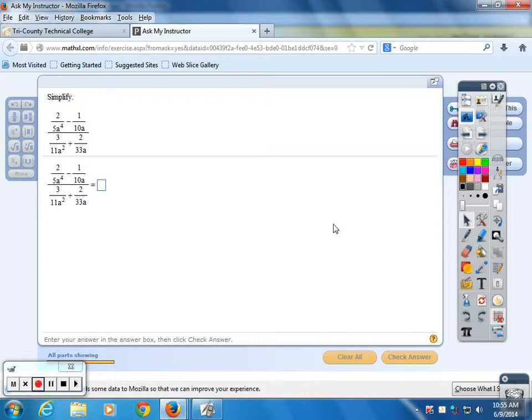2a over 5a to the 4th minus 1 over 2a, over 3 over 11a squared plus 2 over 33a.